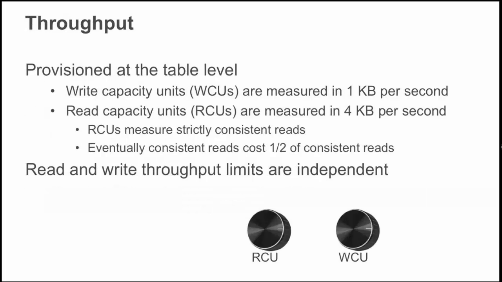Now throughput is provisioned at the table level, okay? So write capacity and read capacity are knobs that are independent of each other. You provision the number of writes that you need, the number of reads that you need, and I can consume all of the reads that I have provisioned, and I will not impact the write capacity of the table. That will still be available. So these things actually are provisioned independently, and they are consumed independently.